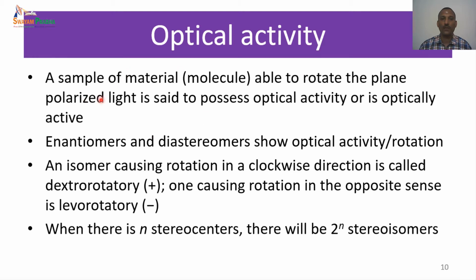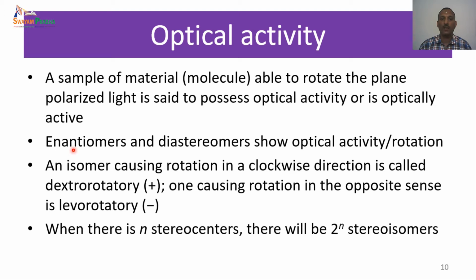Let us look at the definition of optical activity. A sample or a material, that is a molecule, that is able to rotate plane polarized light is said to have optical activity. So this is the basic fundamental thing. You take any substance or molecule, dissolve it in a solvent and pass plane polarized light through it, and if it rotates the plane polarized light, then we say the molecule or compound is optically active.